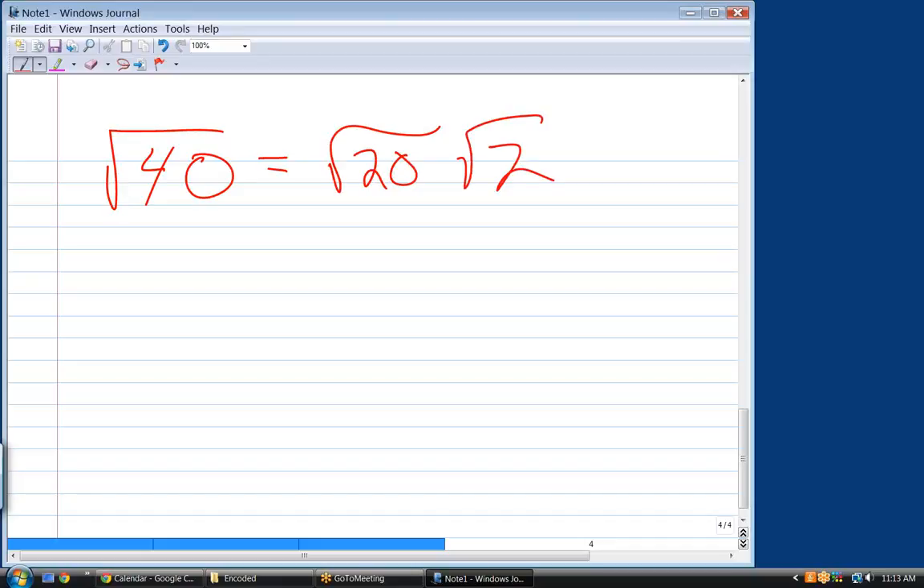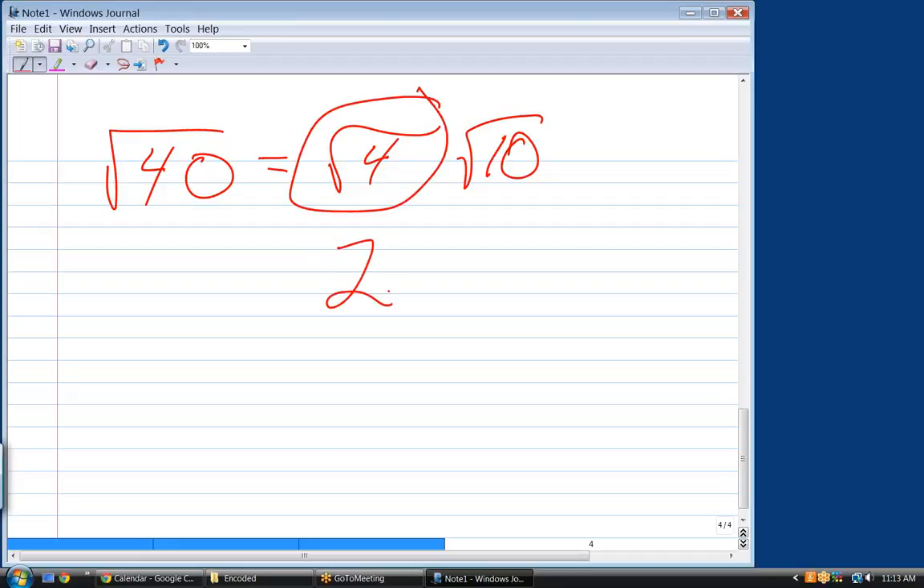But I'm not going to do it that way because the square root of 20 is not a perfect square number, nor is the square root of 2. I always want to look for factors where one of them is a perfect square number. Well, in this case, that's 4 and 10. And then this I can turn into a 2. The rest I can't do anything with.